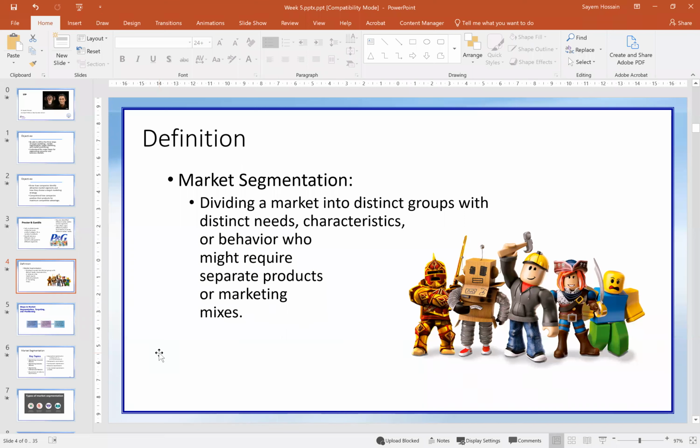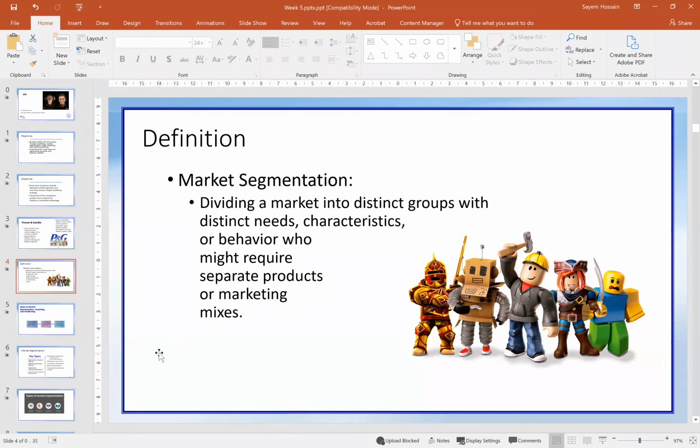Market segmentation: dividing a market into distinct groups with distinct needs, characteristics, or behavior who might require separate products or marketing mixes. So in essence, it is all about dividing the whole market into smaller slices, smaller clusters, and grouping them based on some unique characteristics or variables. So what are those variables? We will be unpacking those in our discussion today. But as you can see in this image, you will have different types of consumers and you'll have to understand their needs.